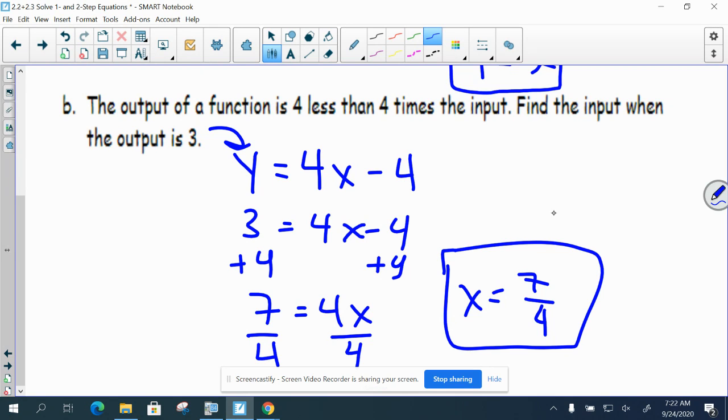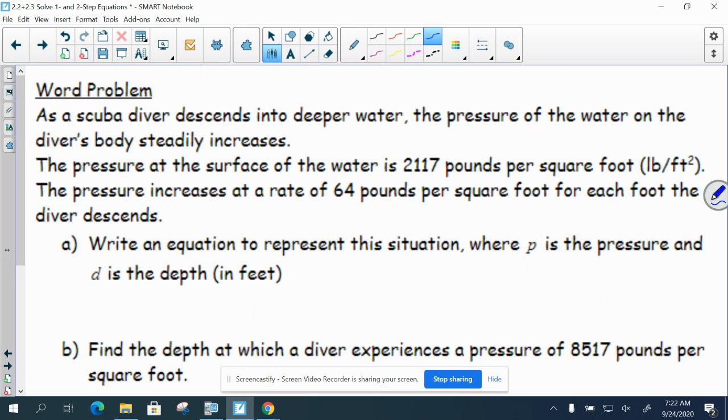Okay, and then we have a word problem. So if you're taking notes, well, you should always be taking notes, but don't feel like you have to write all these word problems down. Just write the important numbers. So as a scuba diver descends into deep water, the pressure of the water on the diver's body steadily increases. So if you know anything about scuba diving, the further down you go, the more pressure the water will have on you.